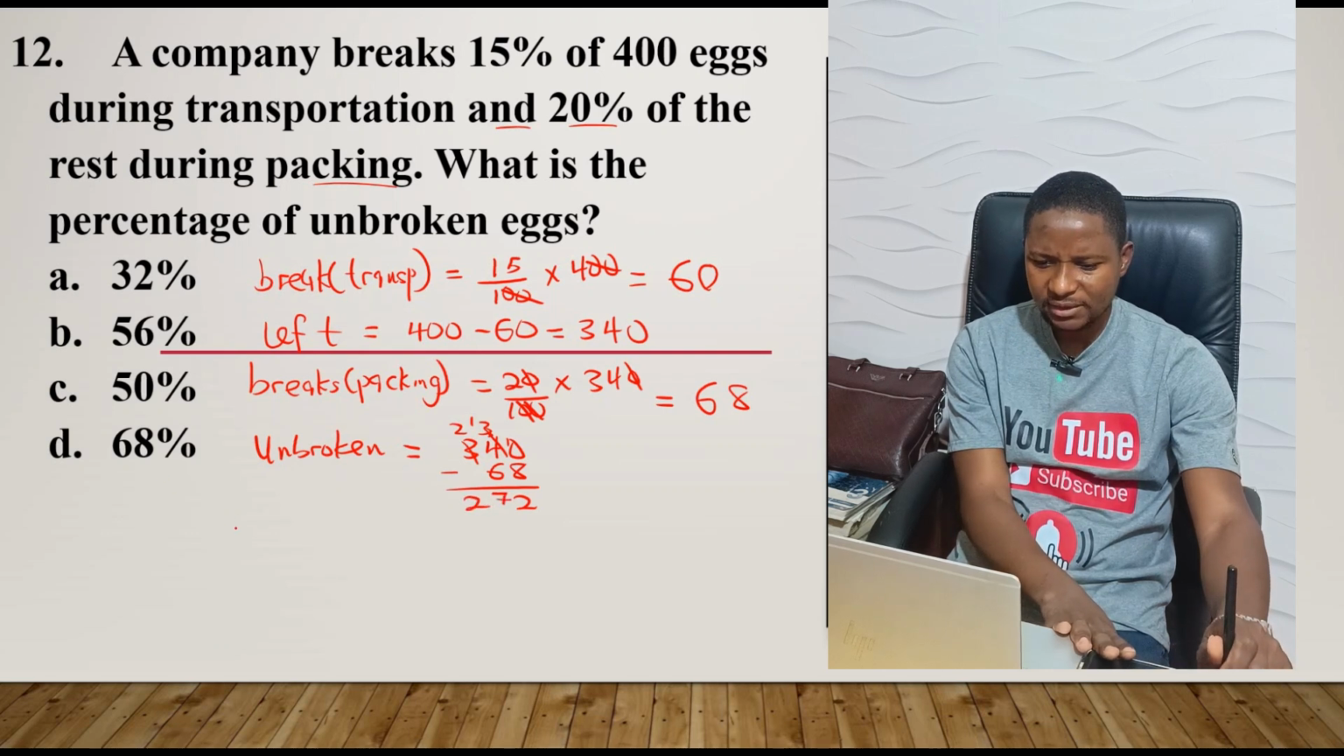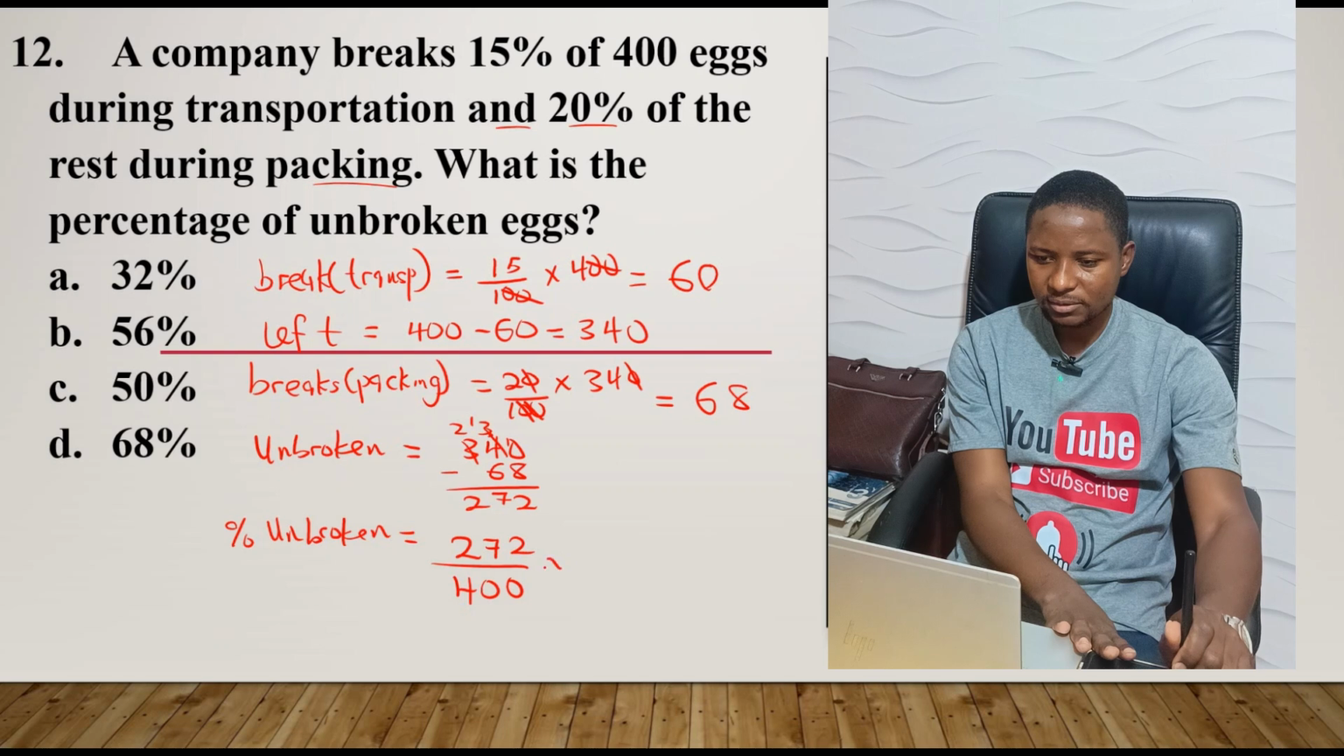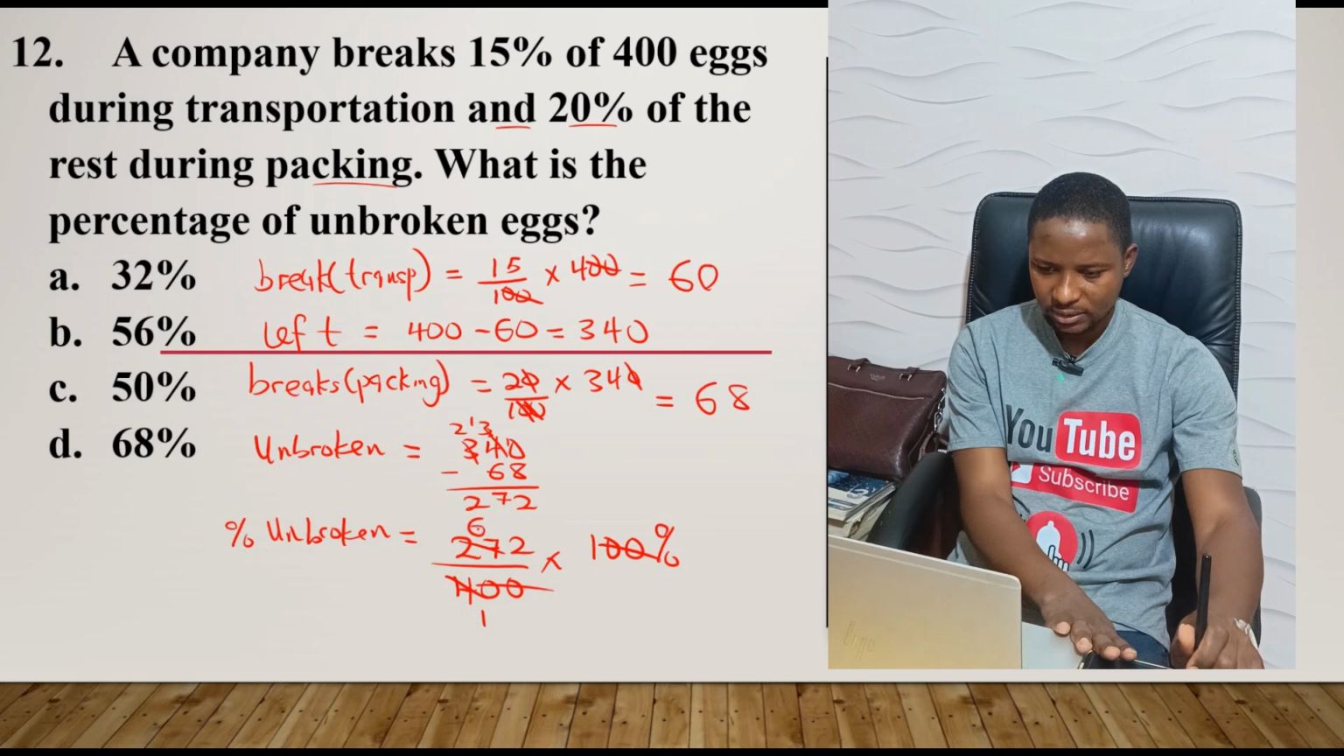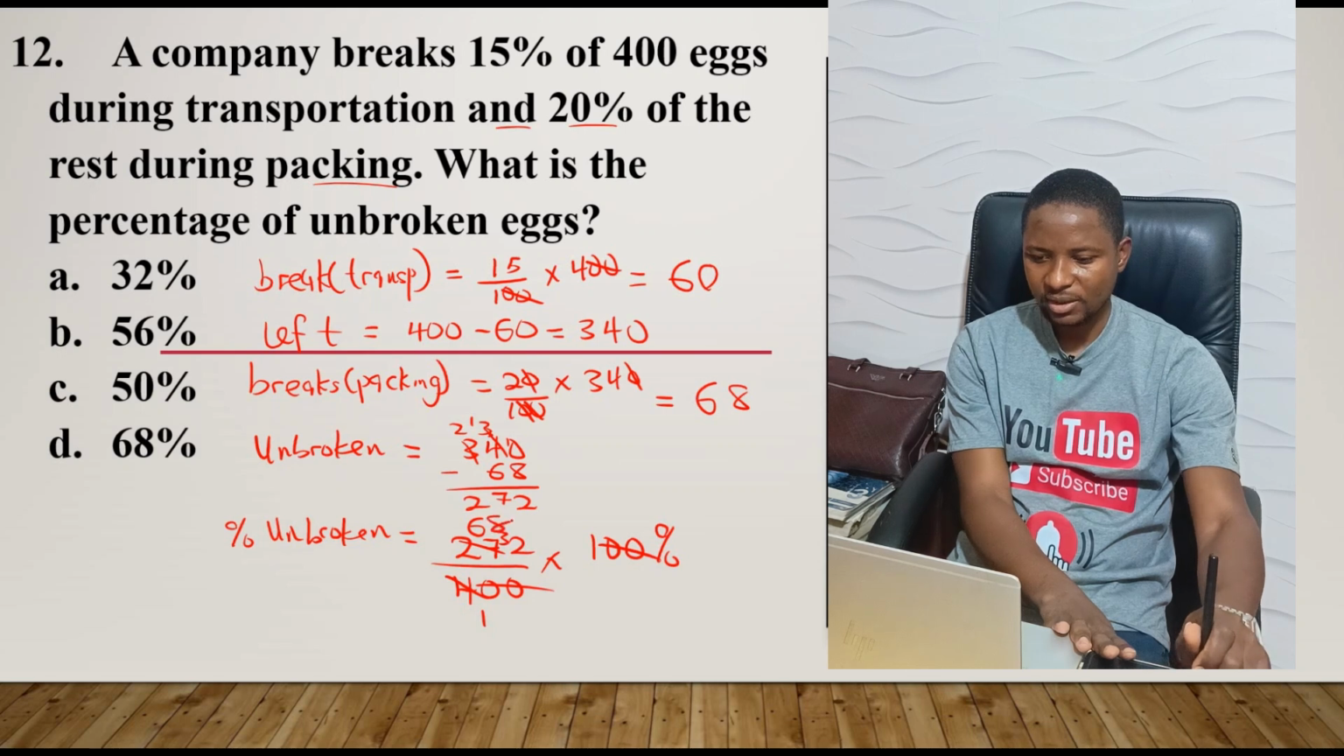So if I'm looking for the percentage of the unbroken, which is what we have to find, that will be 272 out of the total, which is 400, right? Times, to change anything to percentage, 100%. So 2 zeros cancel 2 zeros. Let's see if 4 can go directly. 4 here, 1, 4. Here we have 6. That's 24, 24, 24. Remainder 3. 4 in 32, that's 8. So we have 68%. So your answer is D.